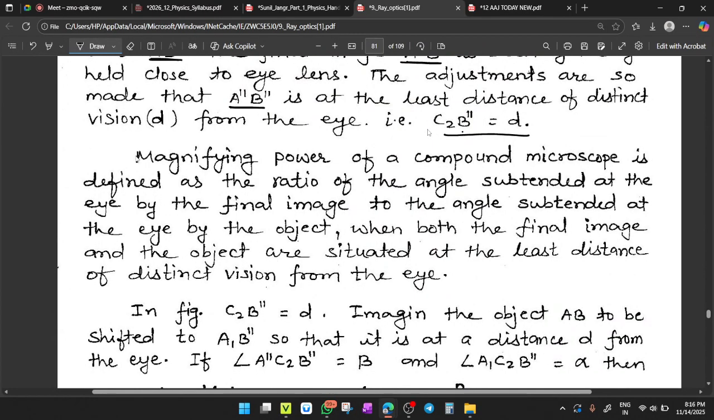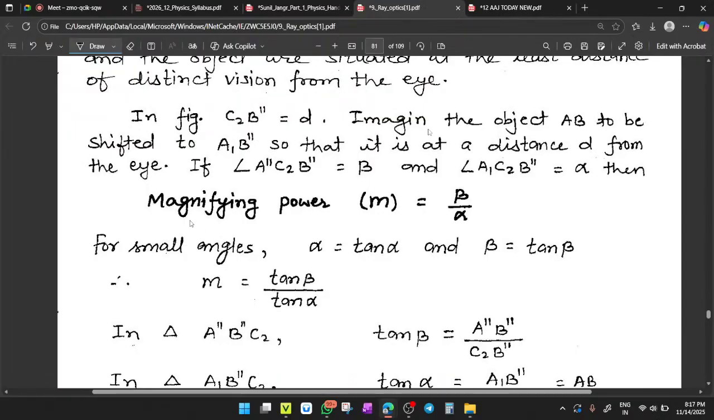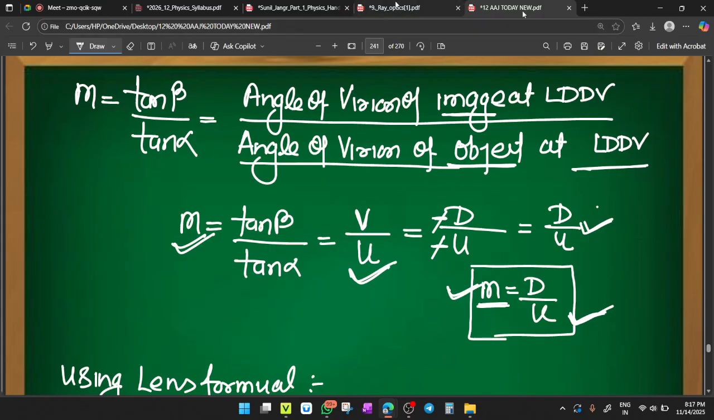Okay. Talking about the magnifying power of a compound microscope: it is defined as the ratio of the angle subtended at the eye by the final image, that is beta, to the angle subtended at the eye by the object, when both the final image and the object are situated at the least distance of distinct vision for the eye. That means beta upon alpha. So the magnifying power becomes m equals beta upon alpha. Yes, we have discussed both the angles beta and alpha. In the diagram, we talked about this.